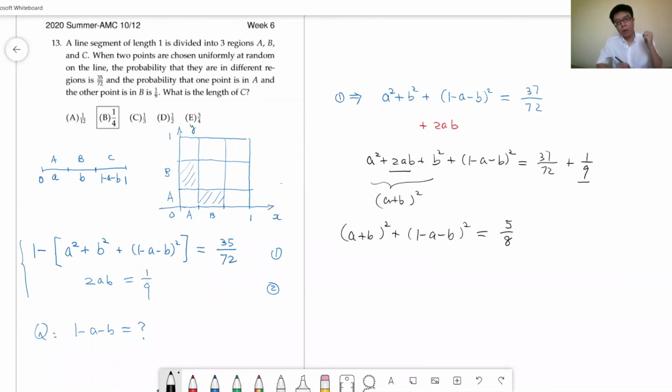Now, okay, remember our goal is to solve 1 minus a minus b. Okay, so let me set 1 minus a minus b to be T, okay? And accordingly, a plus b becomes 1 minus T. Okay, let's try to solve T. So this is (1 minus T) squared plus T squared equals 5/8. And then we can expand this square. Finally, we have twice T squared minus twice T plus 3/8. Okay, 3/8. Let me see.